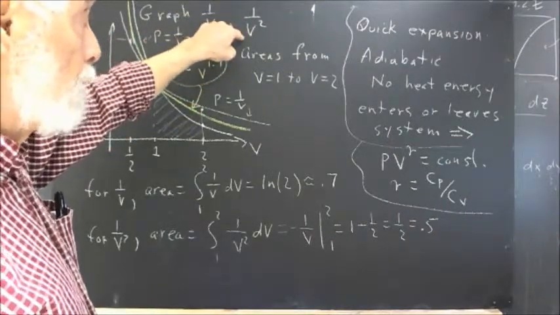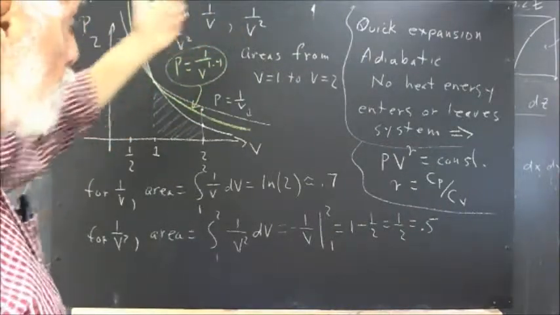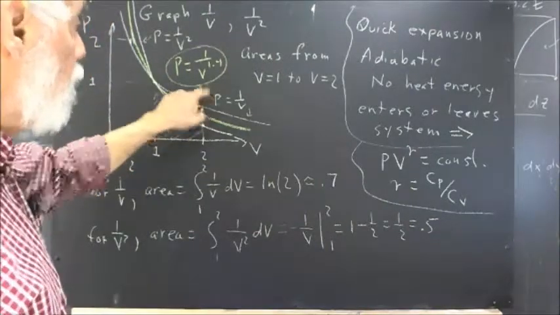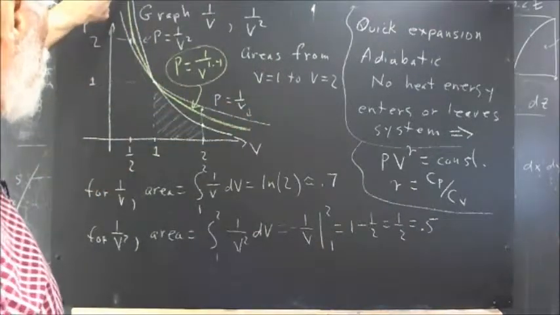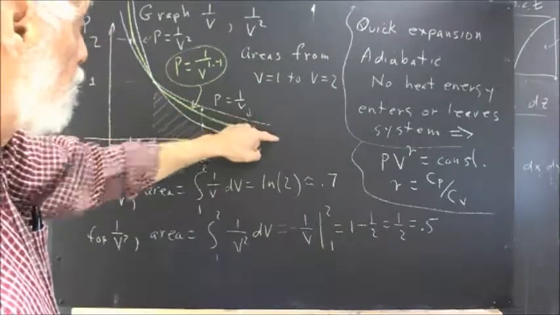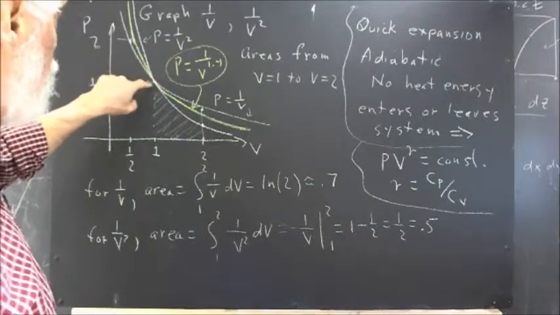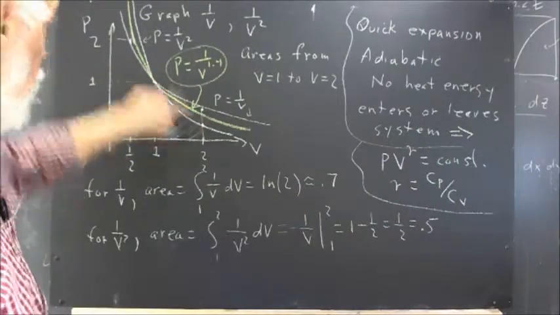For 1 over v squared, we're going to do 1 over 2 squared, which is 1/4. So it's only going to be 1/4 as high. So we're going to have a point here on the graph of p equals 1 over v, giving us a graph that looks something like this. And a graph of p equals 1 over v squared that goes through this point and this point.